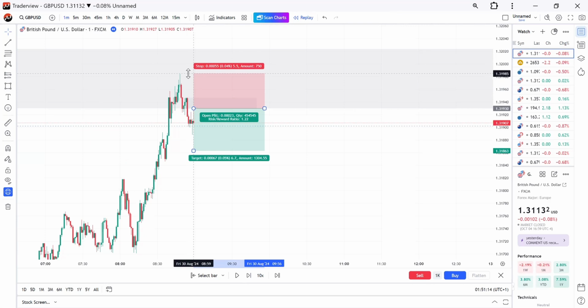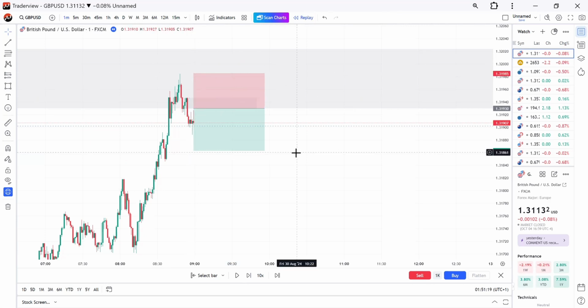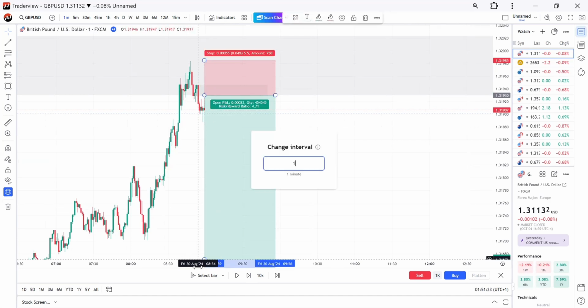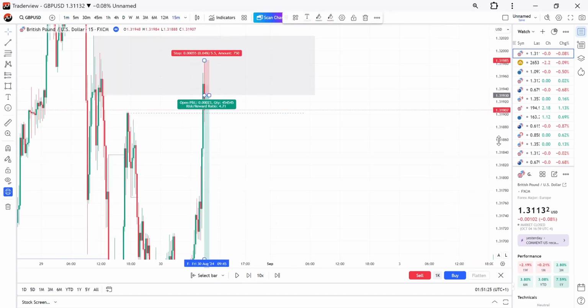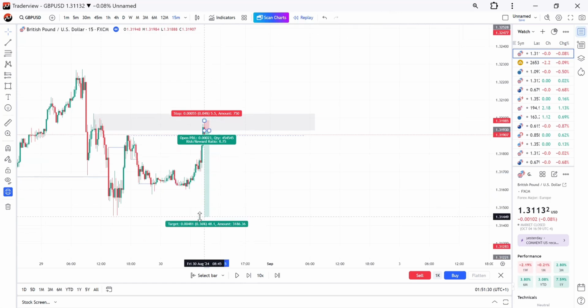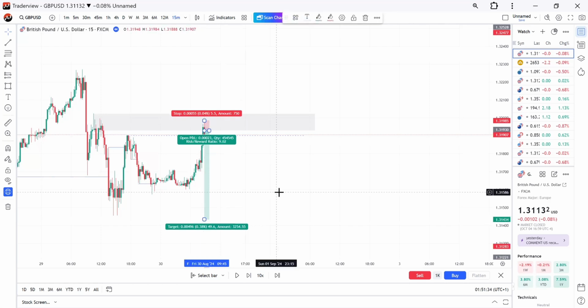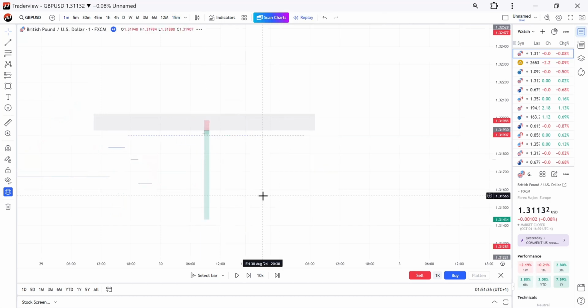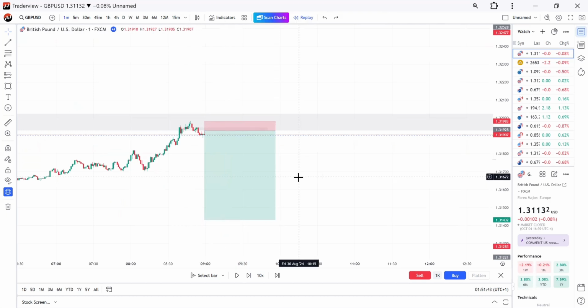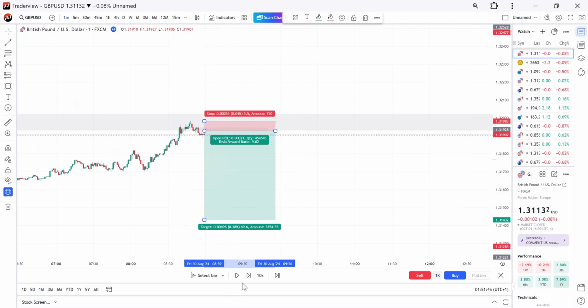And some people will not do that. They will put their SL here. But me, I'll preferably put my SL there and I'll target the low. I'll target this low, right? So that 8 hour, I can just make it 9. So let's see how that will play out.